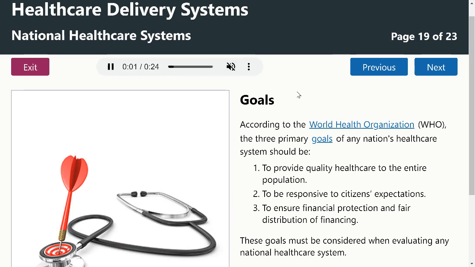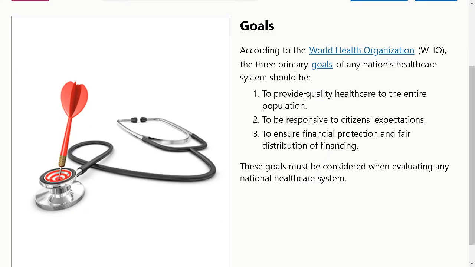Goals. All right. According to the World Health Organization, the 3 primary goals of any nation's healthcare system should be to provide quality healthcare to the entire population, to be responsive to citizens' expectations, and to ensure financial protection and fair distribution of financing. These goals must be considered when evaluating any national healthcare system.